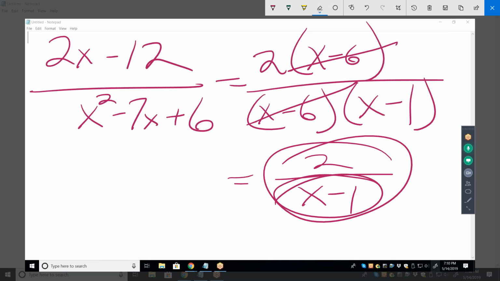And for all of these problems, once you factor the numerator, it gives you a clue. You're looking for an x minus 6 in the denominator. If you don't get an x minus 6 in the denominator, then you can't really do anything else. They've designed these problems so that you can simplify them. Okay, keep going.